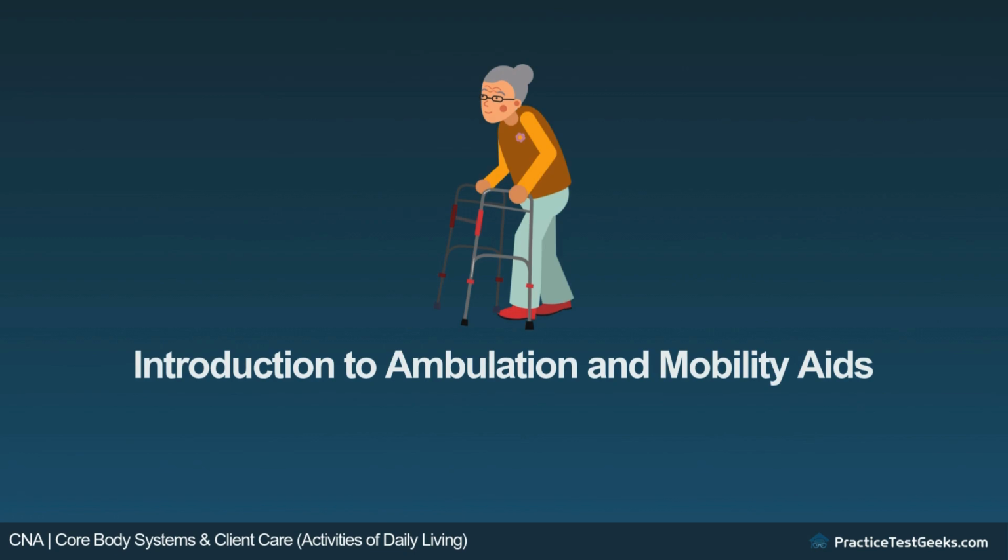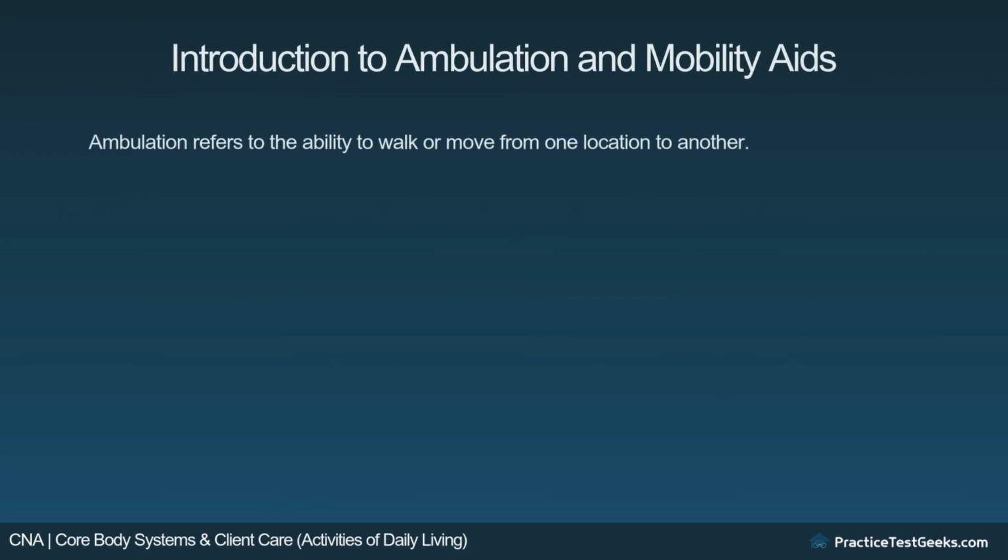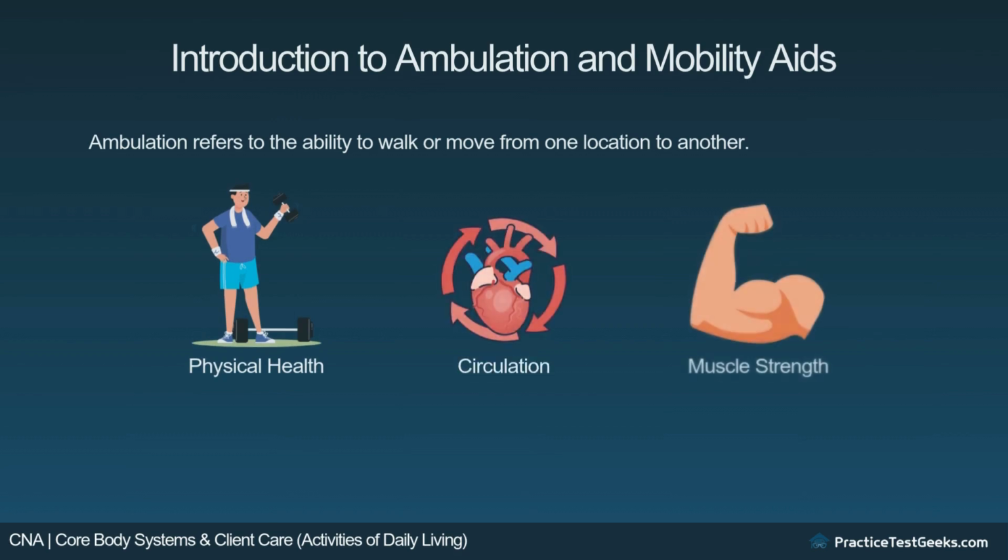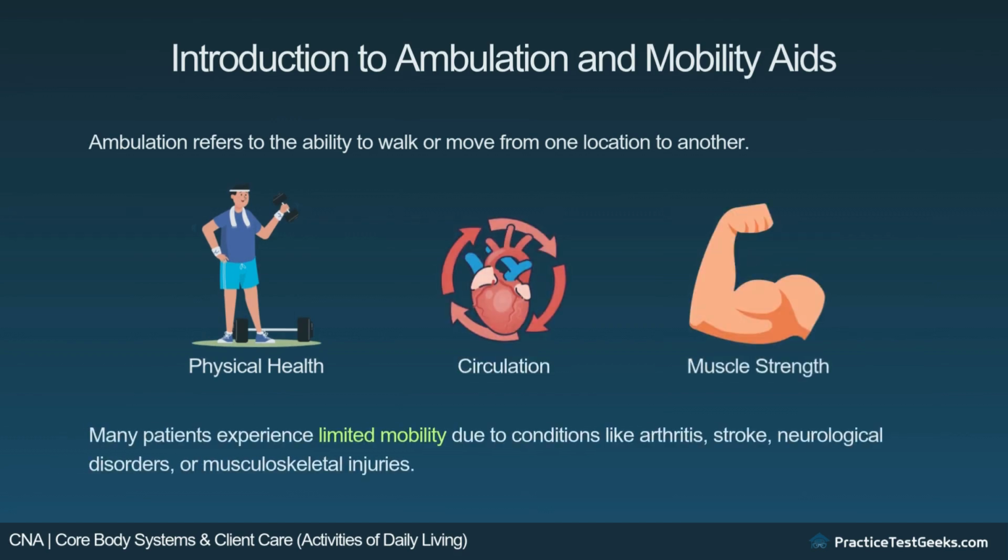Introduction to Ambulation and Mobility Aids. Ambulation refers to the ability to walk or move from one location to another. Maintaining ambulation is essential for physical health, circulation, and muscle strength. However, many patients experience limited mobility due to conditions like arthritis, stroke, neurological disorders, or musculoskeletal injuries. CNAs and healthcare workers must assist patients with ambulation while minimizing the risk of injury, falls, and discomfort.